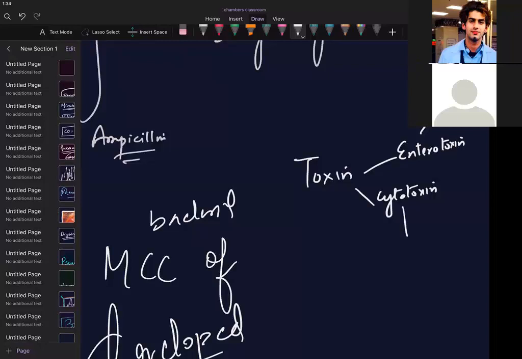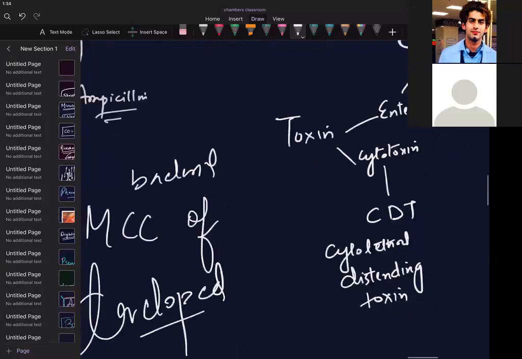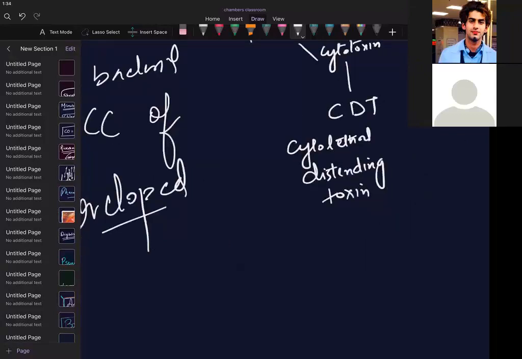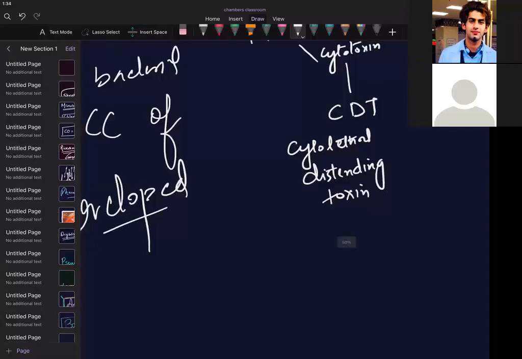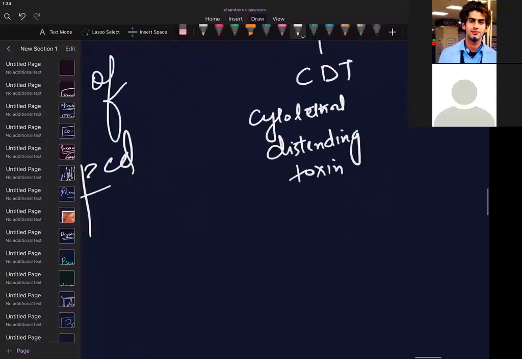And we also have CDT. What is CDT? Cytolethal distending toxin. Fine. So what does it do? Campylobacter. I told you it is the most common cause of diarrhea.